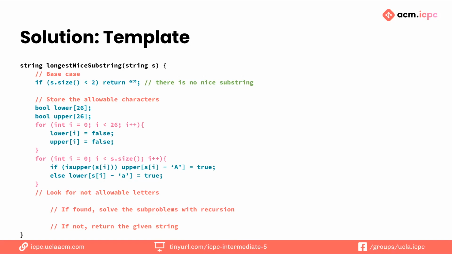Now we go through the string and we store all the allowable or acceptable characters. The way we do this is we have 2 arrays, one for the lowercase letters and one for the uppercase letters. First, we initialize the 2 arrays, setting all the letters to false, because initially we have none of these letters. And when we go through the string, we just fill in this upper and lower array if we find the upper or lower letter.